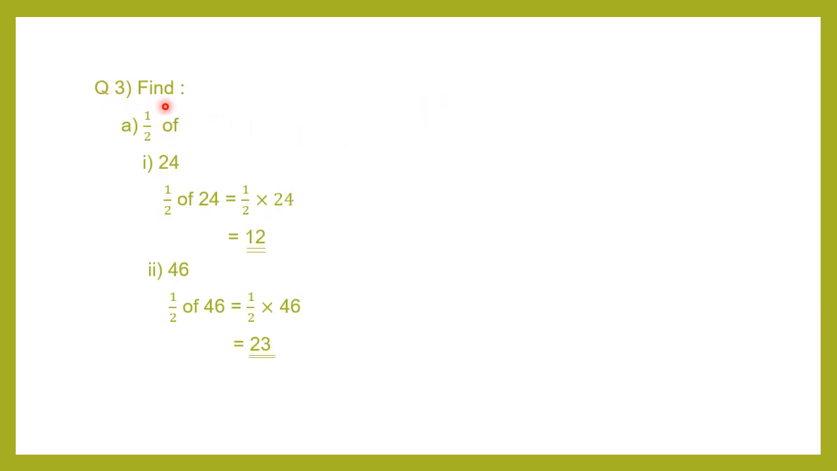Question number 3. Find, first one, 1 by 2 of 24. So 1 by 2 of 24 is equal to 1 by 2 of means multiplication into 24. We can cut 2 and 24. Both are multiples of 2. 2 ones are 2 and 2 twelves are 24. So 1 multiplied by 12.